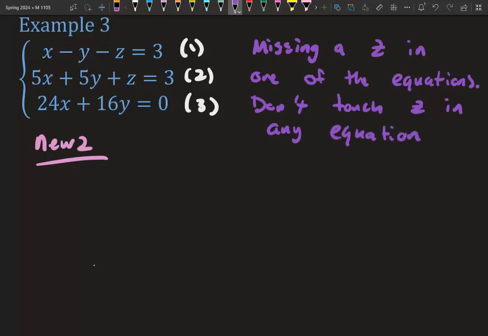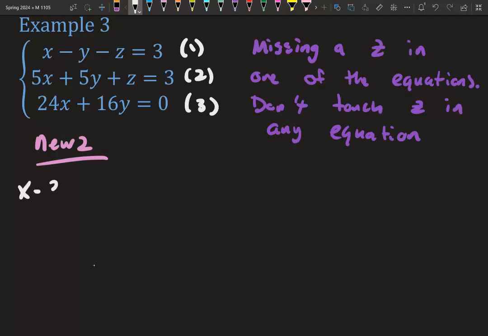We're missing a z in one of the equations, so don't touch z in any equation. If you're missing a variable, don't touch that variable. Leave it alone in every single equation. Don't worry, it'll all work out some way. Alright, so we need to find new 2. We still don't change the process. We still add 1 and 2.